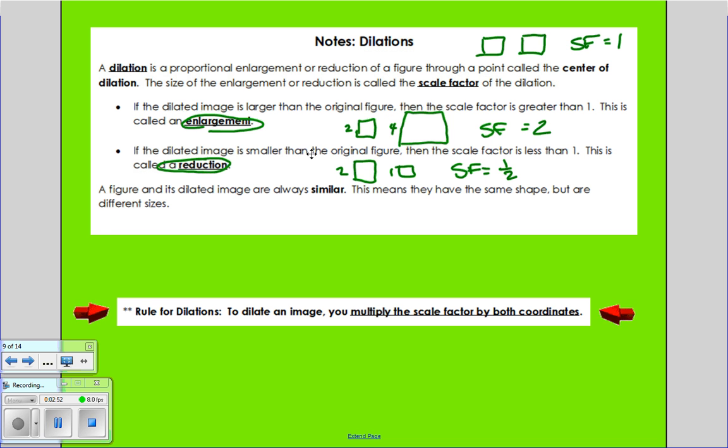So a figure and its dilated image are always similar. That means they have the same shape, but they're different sizes. They're still proportional, but they're different sizes. They have the same shape and the same angle measurements. So your rule for dilations is to dilate an image and make it larger or smaller, you're going to multiply by the scale factor. Both coordinates of your ordered pair will get multiplied by the scale factor. Let's take a look at that.